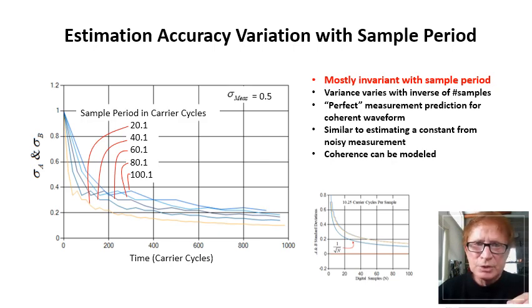However, this assumes the carrier dynamics are perfectly predictable across the complete sampling time window. Consider, for example, a 100.1 cycle sample rate and 100 total samples. That's over 10,000 carrier cycles of prediction. Is the carrier predictable over this time window?